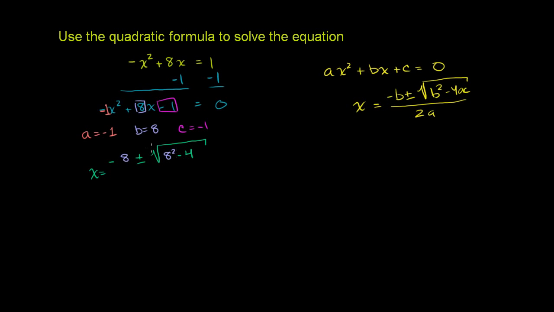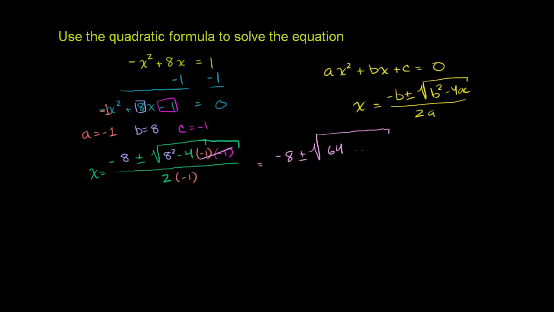Minus 4 times a, which is negative 1, times c, which is also negative 1. And then all of that, let me extend the square root sign a little bit further, all of that is going to be over 2 times a. In this case, a is negative 1. So let's simplify this. So this becomes negative 8 plus or minus the square root of 8 squared, which is 64. And then you have a negative 1 times a negative 1.